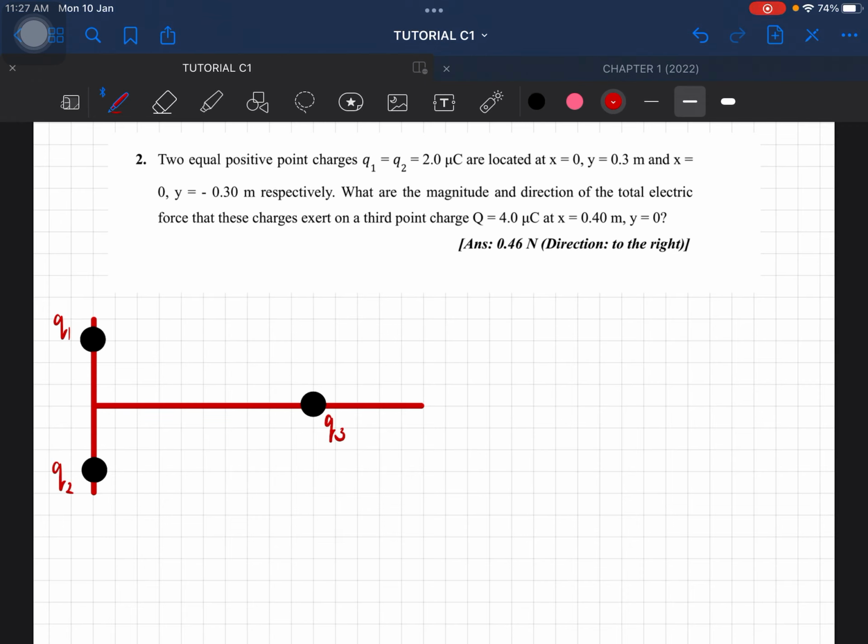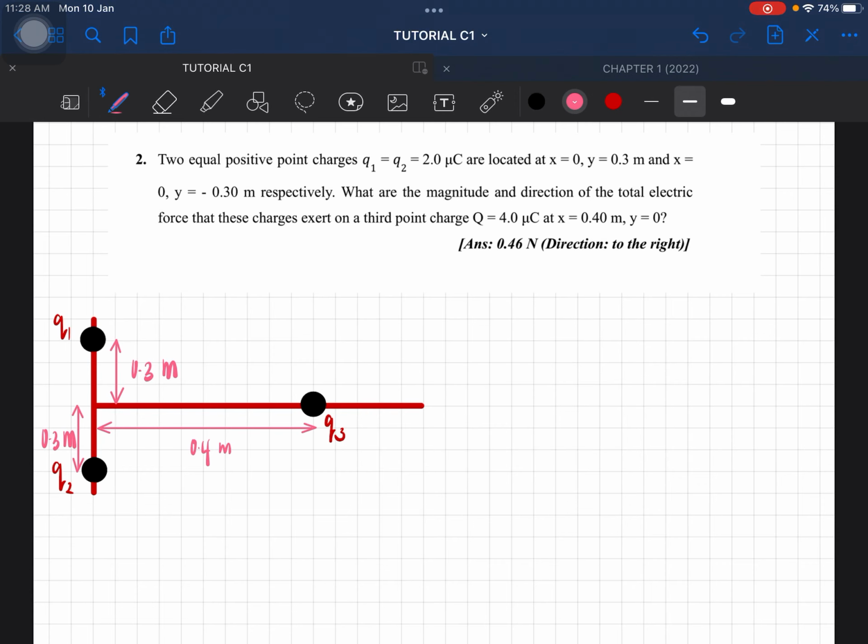Okay, and then the distance is 0.4 here, and then this one here is 0.3, similar to this one. Okay, so this is 0.4 meter, 0.3 meter, 0.3 meter. Okay, so that is the diagram.